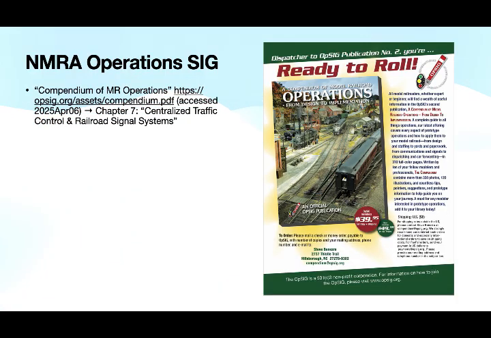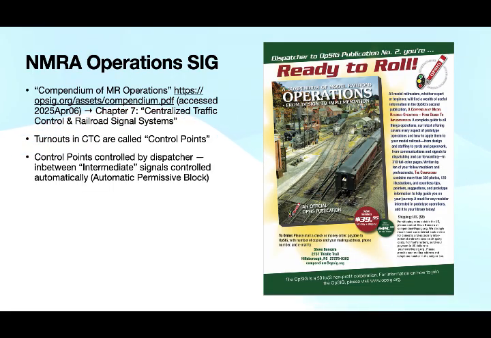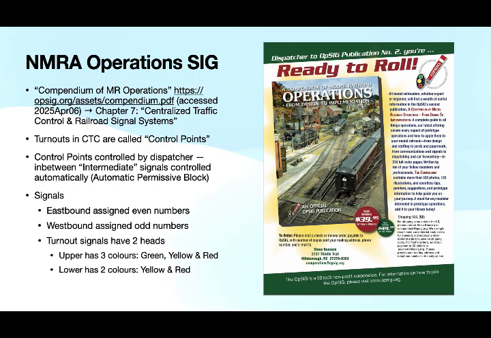Well, moving all of this into model railroading. The NMRA Operations Special Interest Group has developed a compendium of model railroad operations. They note that turnouts at CTC are called control points. Control points are controlled by the dispatcher. And then in between these control points, we have intermediate signals that are controlled automatically. Eastbound signals are assigned even numbers, westbound odd numbers.